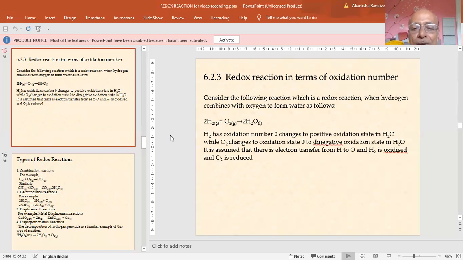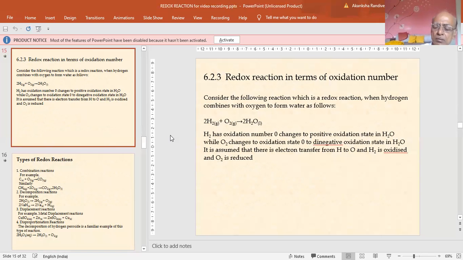So it is assumed that there is electron transfer from hydrogen to oxygen, and hydrogen is oxidized and oxygen is reduced, because hydrogen has lost electrons. That is why its oxidation state changes from 0 to positive, whereas oxygen has gained the electrons, and that is why its oxidation state changes from 0 to di-negative in water.